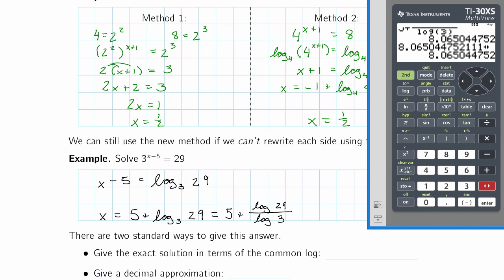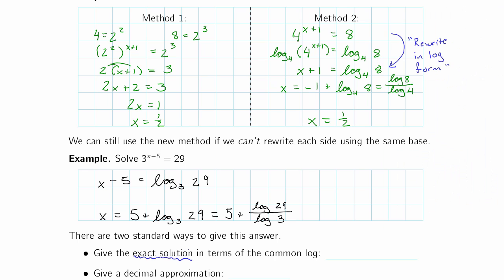One, we can give the exact solution. So when we say give the exact solution, we mean don't throw it into your calculator and get a decimal. Just write down the expression that gives it to you in the simplest possible form. And this is giving us slightly more specific instructions in terms of the common log. So that means give this expression. The reason that we give that kind of exact solution, just like when we were solving quadratics, is because we don't know what level of precision we're going to need.